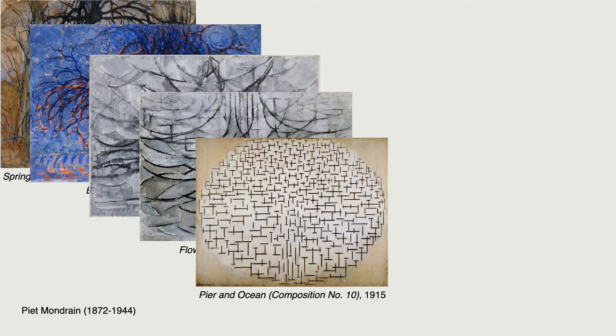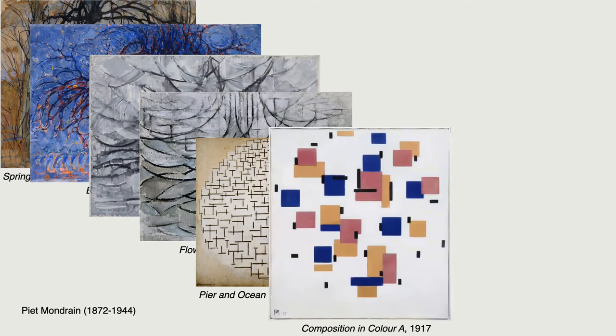In 1917, you can start to see we're almost at what you might regard as a typical later Mondrian. In 1917, Composition with Colors A. Together with Theo van Doesburg, he established a group called De Stijl, The Style. Their aim was to create a new kind of art for a new and better world, as they put it. And he's seeking a balance here between the lines and blocks of color while remaining an entirely abstract work in order to invoke, he said, universal and timeless images.